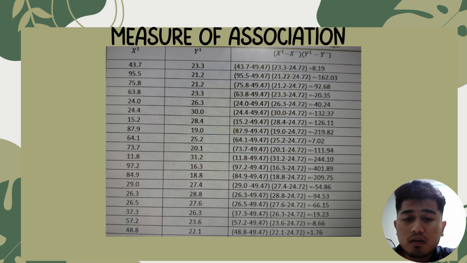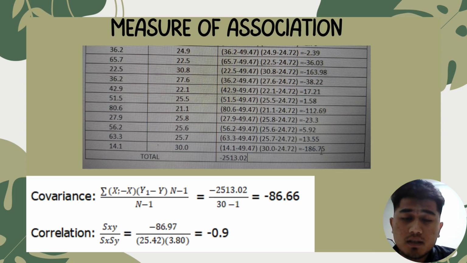For the correlation, we must find the covariance first, calculate the standard deviation of x and y, and divide the covariance by the product of the standard deviations. And this one is the total of the calculation of the mean to find the covariance. The total is negative 2513.02. This is the formula to find covariance. My answer is negative 6.66.